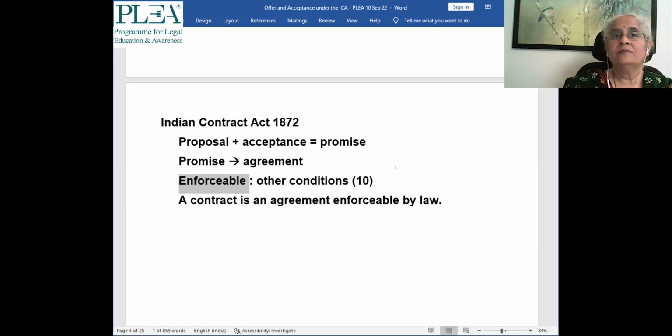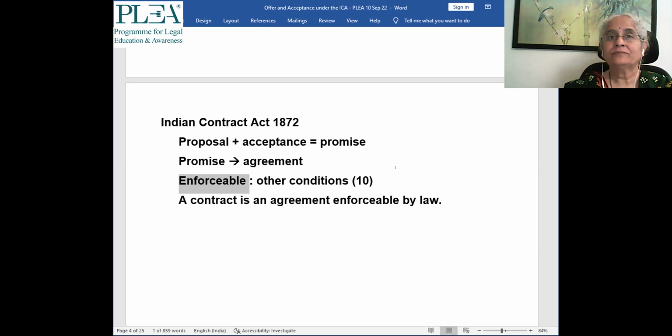The fifth requirement is about formalities. Should it be in writing? Should it be in a particular form? Should it be attested? That is, should it have witnesses? Should it be registered? The Contract Act doesn't require any of those things.